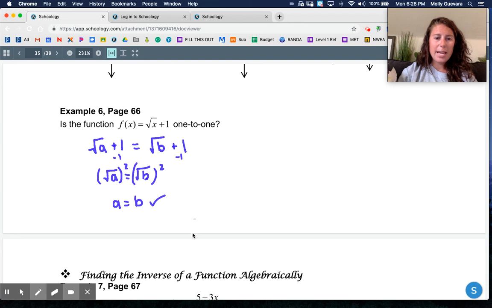Since I get a equals b, this is 1 to 1. It does have an inverse. Okay. If I got like a equals b plus 4, it would not be 1 to 1.